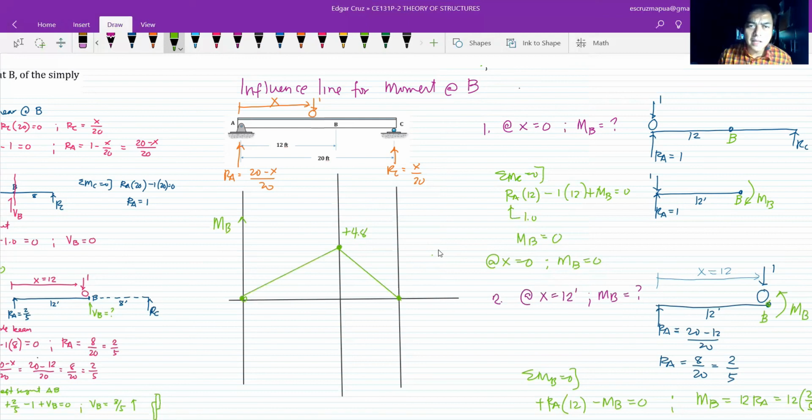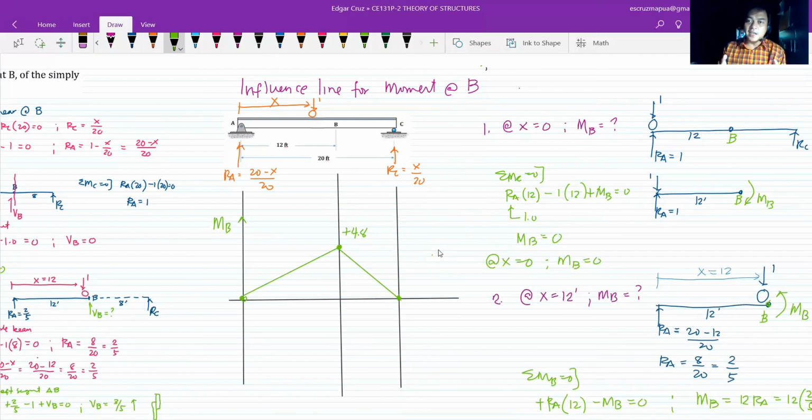So, ano yung sabihin ng influence line at moment at B? So, as you can see, triangular siya, no? So, ibig sabihin, if the unit load starts from the left, the moment at B is 0. As the unit load moves from point A to point B, tumataas yung moment sa B, linearly increasing at a maximum of 4.8. Tapos kapag yung unit load naman from point B gumalaw papunta sa point C, yung moment sa B bumababa naman. Okay? So as you can see from the influence line, you could see that the maximum magnitude of moment at B would be possible if the unit load is placed at point B.